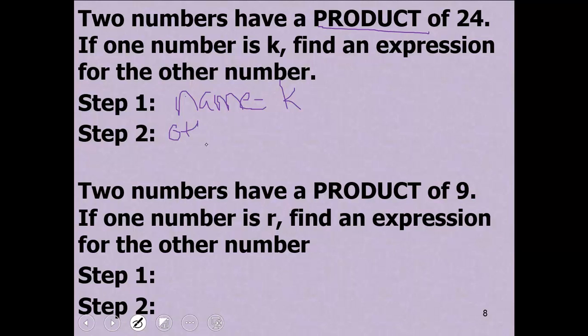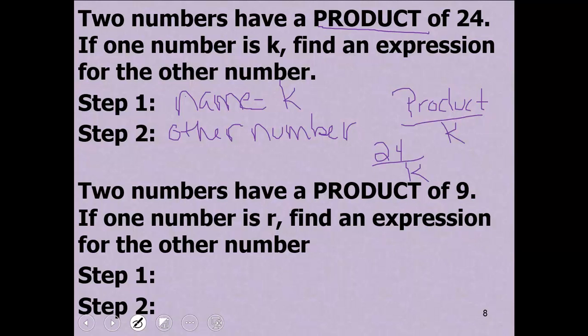Well, the other number has to be the product divided by K. What is my product? That's 24. So it has to be 24 divided by K, just like that. You try the second one and see if you can come up with the right answer.